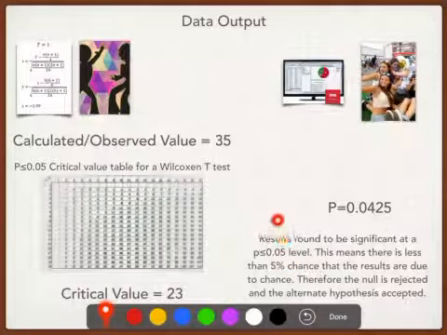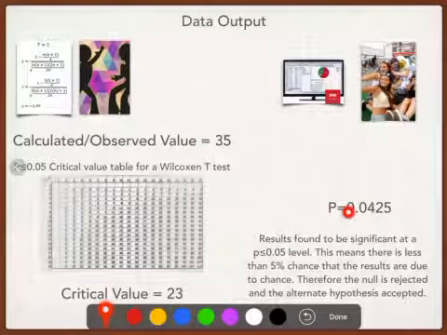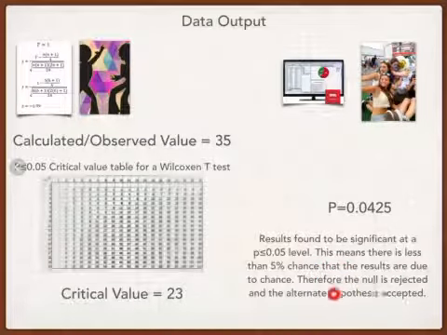But it was quite time consuming to find an actual p-value back in the day, but now the stats will tell us exactly what the p-value equals rather than is less than. As long as it was less than 5%, this means there's less than 5% chance that the results are due to chance. Therefore, the null is rejected and the alternate is accepted.